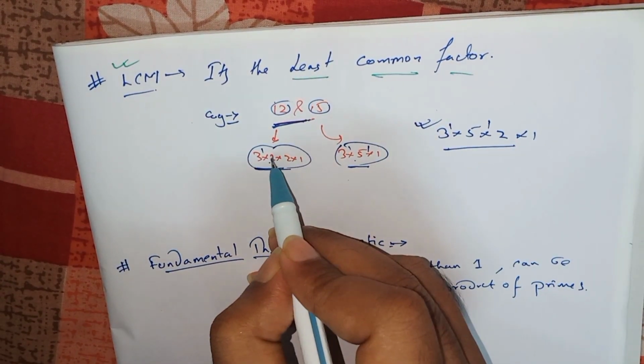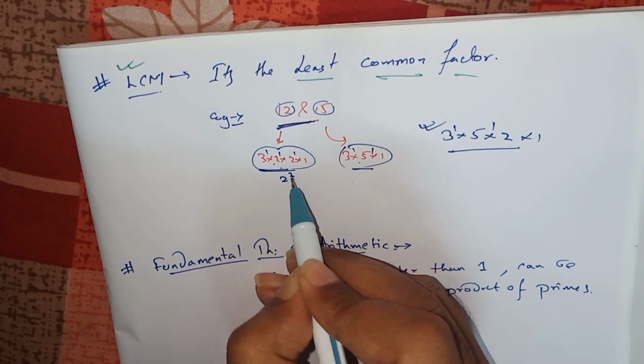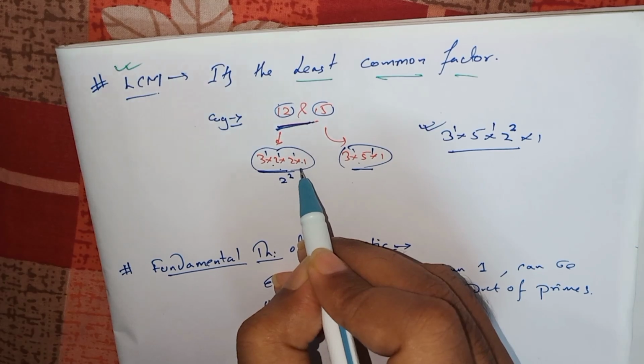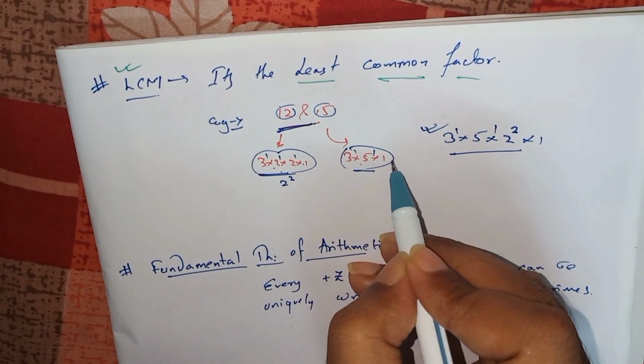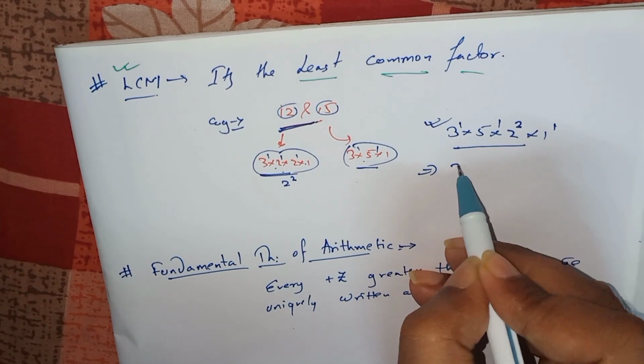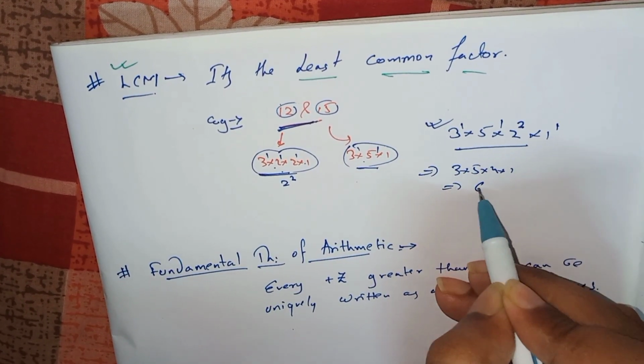In case of 2, here the degree of 2 will be 2 into 2, that is 2 square. So we will write here 2 square. 1, here it is written once, here it is also written once. So it will be 1. So our LCM will be 3 into 5 into 4 into 1, that is 60.